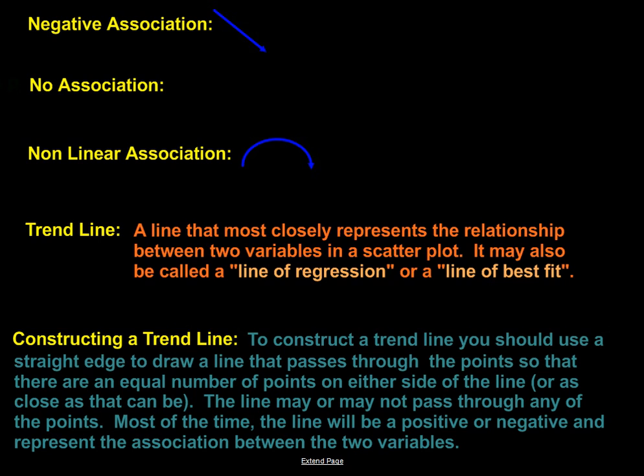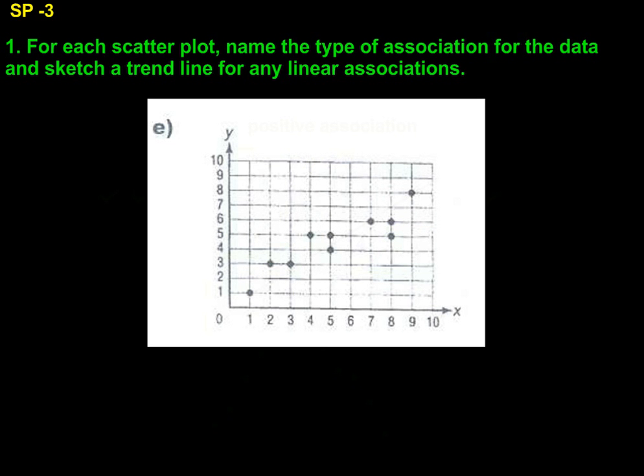Okay, now let's go ahead and take a look at some of the questions. We're going to start by taking a look at question 1E. It says, for each scatterplot, name the type of association for the data and sketch a trend line for any linear associations. So as I look at the data on this graph, I notice that it's moving from left to right in a generally upward direction. And so if I were to put a trend line on there, my trend line might look something like that. And it does hit a couple of the points, not that it had to, but I felt that was probably the most central spot for that line.